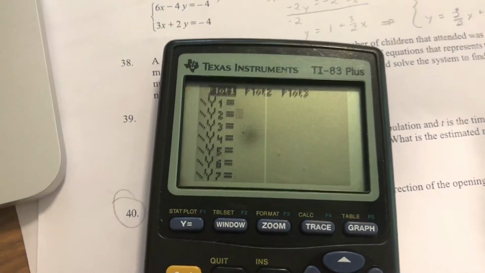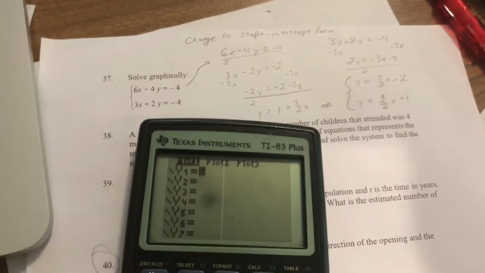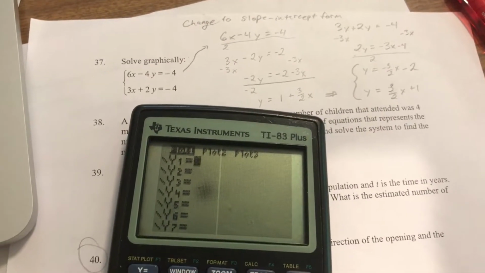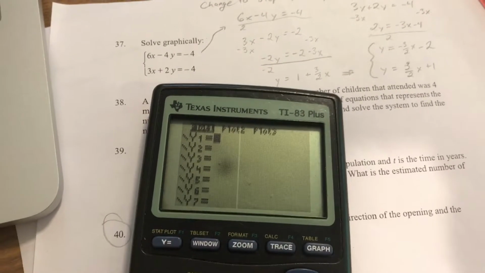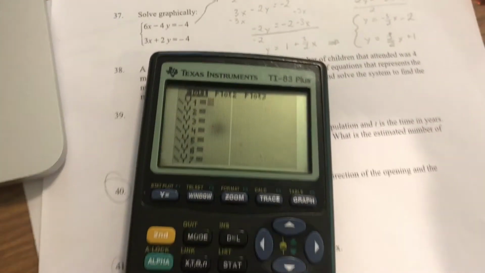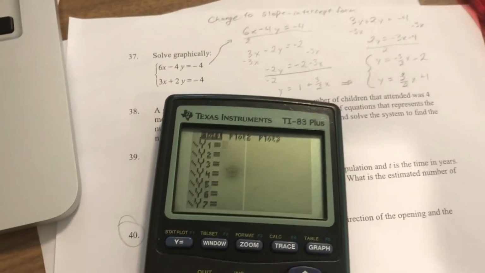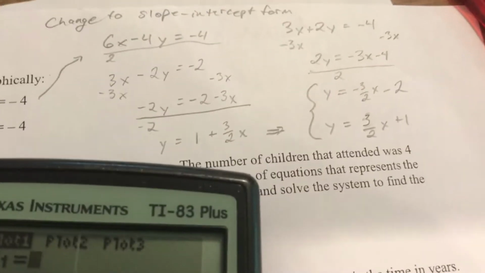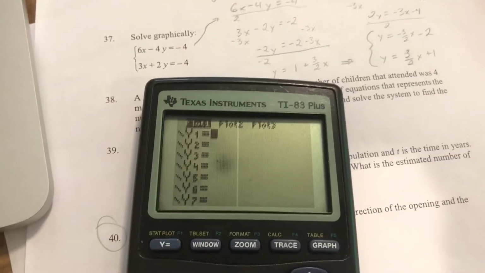So we're going to come over here. If you can, I'd recommend this in the future: I would put it into decimal form, as I think it's a little bit easier to enter in. If all you have is a fraction, I would put the negative first. So for that first one, negative 3 over 2x minus 2.